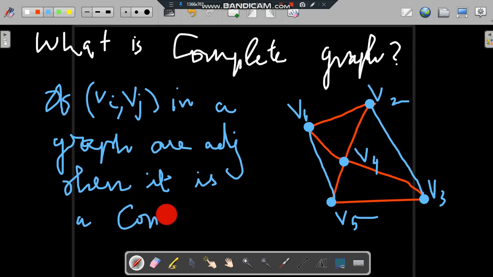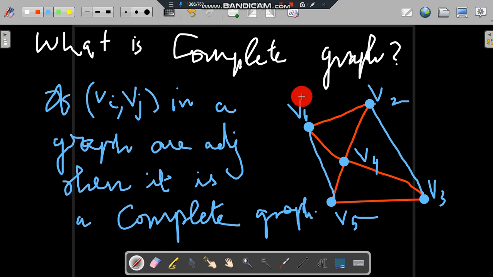So come to the conclusion here. A complete graph is one where each and every pair of vertices in the graph have an edge. If Vi, Vj in a graph are adjacent to one another, that means they have the edges, then we say it is a complete graph. Thank you very much.